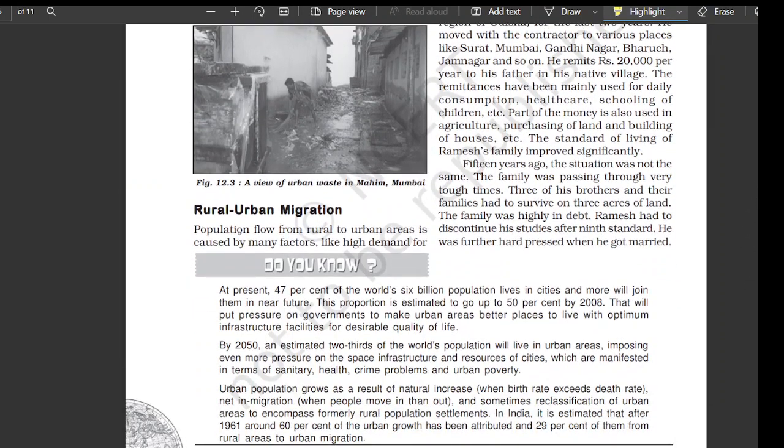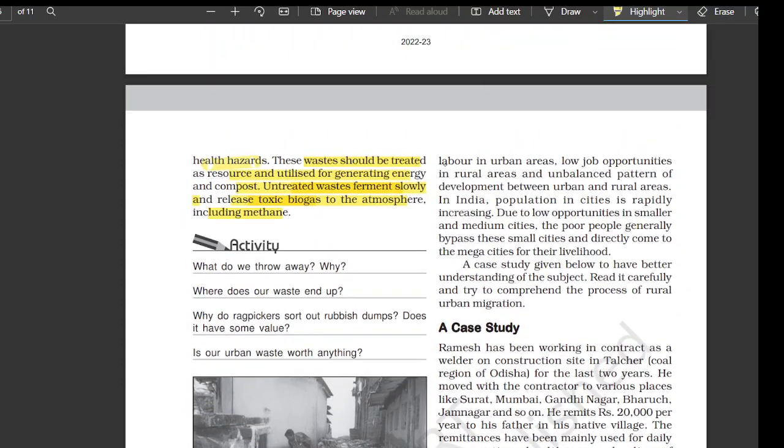Rural urban migration. Population flow from rural to urban areas is caused by many factors like high demand for labor in urban areas, low job opportunities in rural areas, and unbalanced pattern of development between urban and rural areas. In India, population in cities is rapidly increasing. Due to low opportunities in smaller and medium cities, the poor people generally bypass these small cities and directly come to the mega cities for their livelihood.